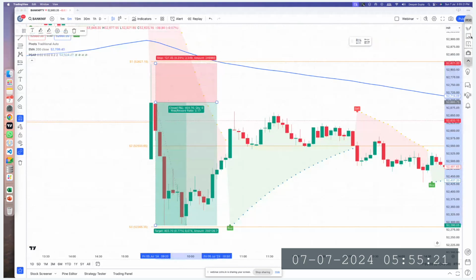So focus on this number here. It gave us a risk to reward ratio of 3:1. That means the stop loss was 127 points. If I'm selling here, I'm setting my stop loss at the high of the previous candle, which is 127 points. In return for that 127 point risk that I'm taking, I will be earning around 400 points in profit.